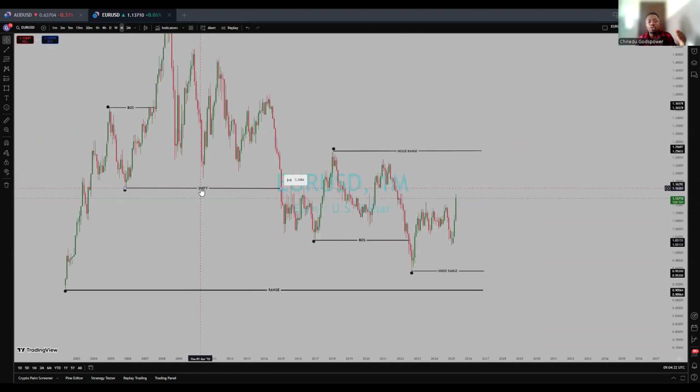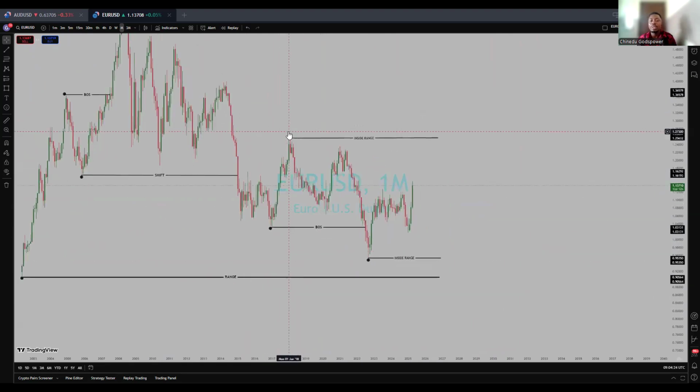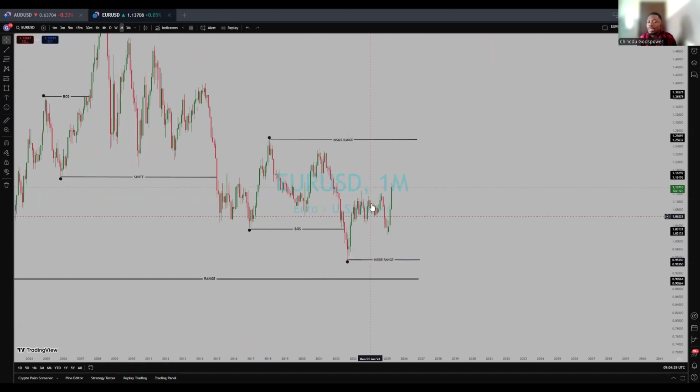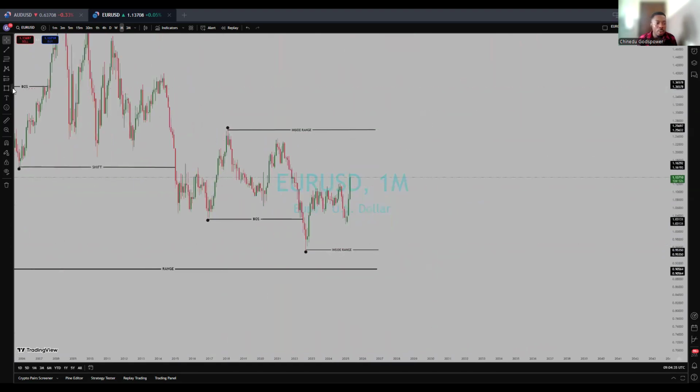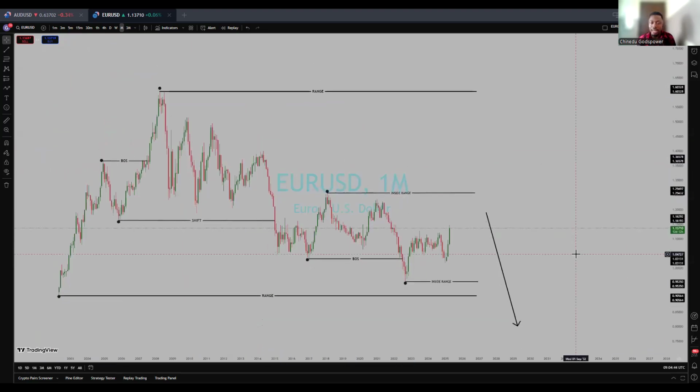Well, because of this market structure shift to the downside, creating what? Lower highs, lower lows. Now it has created a lower low, and now we know it is inside here, likely looking for where to create a lower high to break this. Our intentions now, we're anticipating that this market is going to what? Sell.